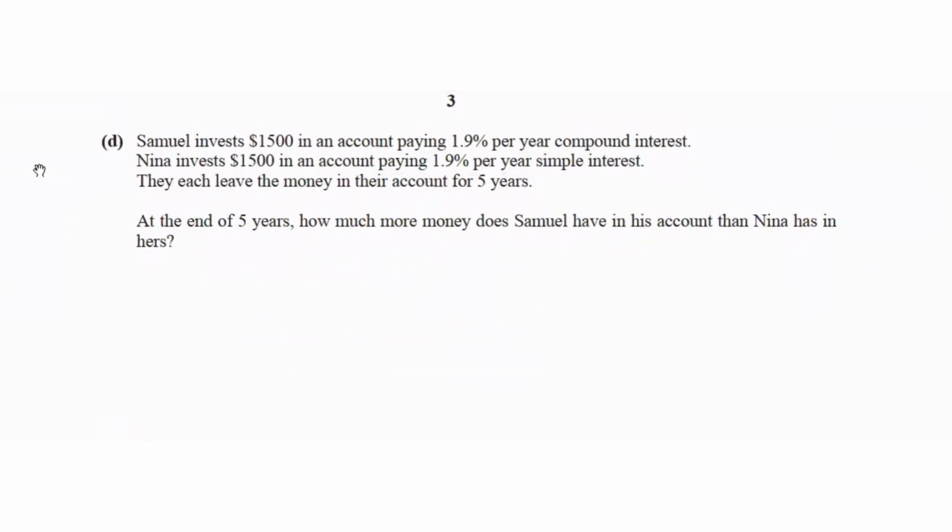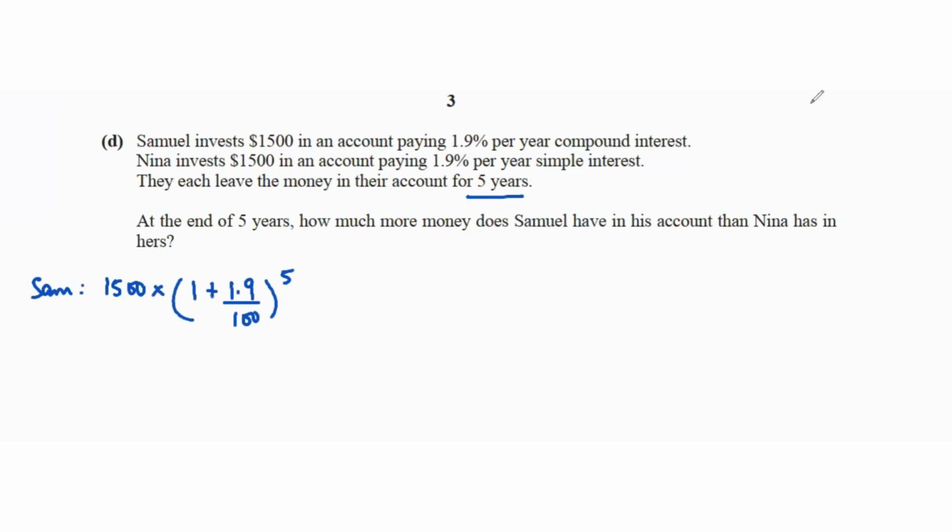In the next part, it says that Samuel invests $1,500 in an account paying 1.9% per year compound interest. So let's make an equation for that first. So Samuel is doing 1,500 times 1 plus 1.9 over 100 to the power of 5. Because the time period is 5 years for both of them, they have the same interest rate, the same principal amount, but Samuel has compound interest and Nina has simple interest.